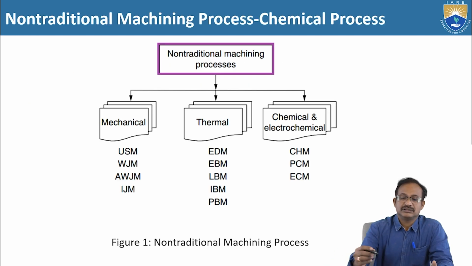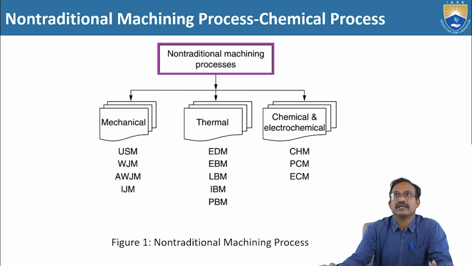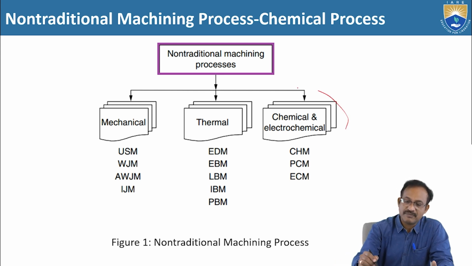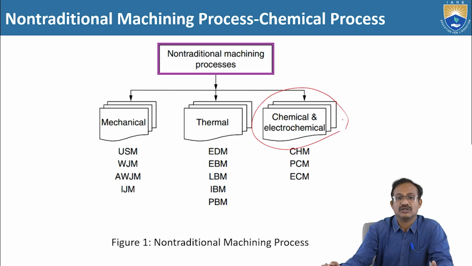Right. So under chemical process, now we are jumping to chemical and electrochemical. Already these two parts we have discussed so far. Now we are entering into the chemical process.